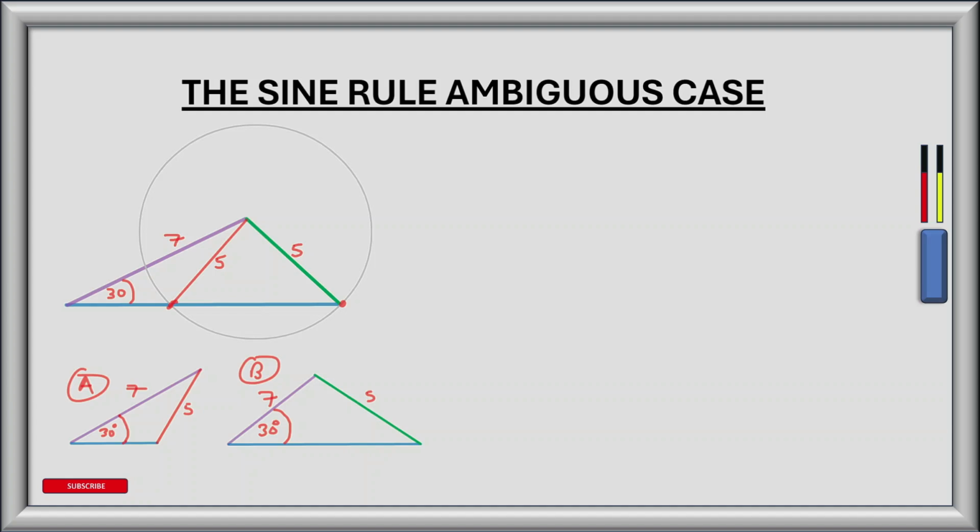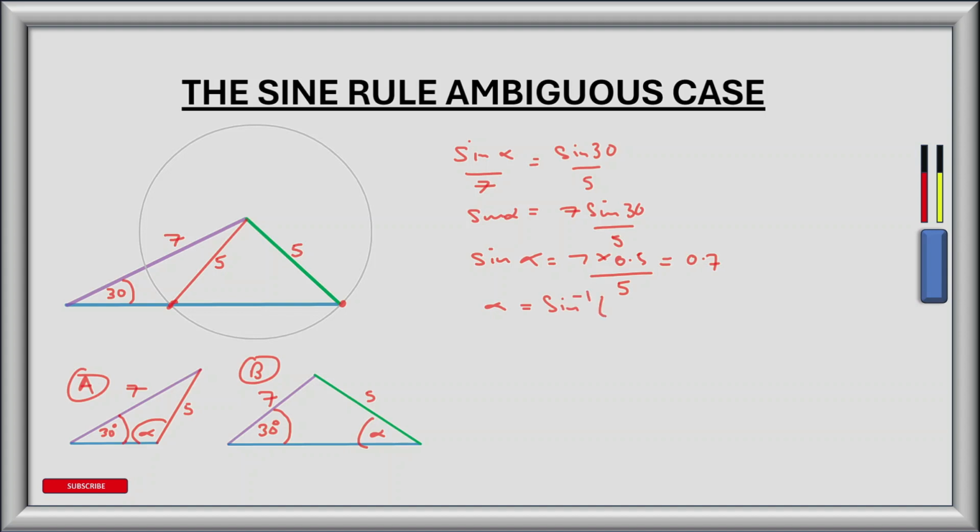Now let's look at finding angle alpha here and here using the sine rule. It'll be the same for both cases. So using the sine rule, the sine of alpha divided by 7 is equal to the sine of 30 degrees divided by 5. The sine of alpha is equal to 7 times the sine of 30 divided by 5. The sine of alpha is equal to 7 times, now the sine of 30 is 0.5, divided by 5. If you use your calculator, you'll see that that works out to be 0.7. So alpha is the inverse sine of 0.7.